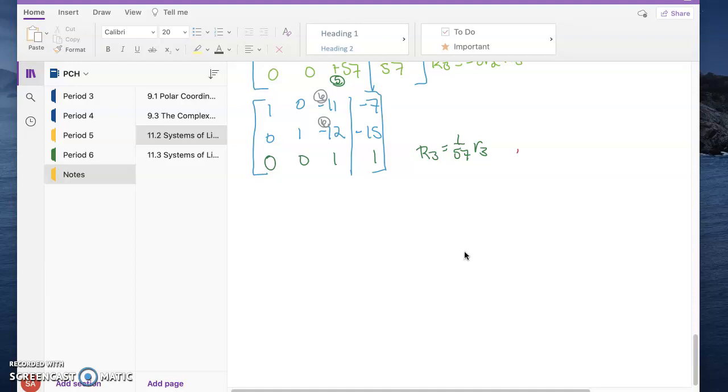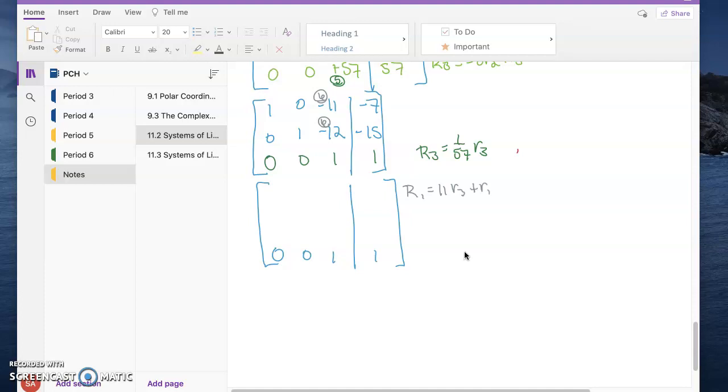And just like always, I'm going to use the 1 that I just created to make those zeros. So my new row, what did I use? I used gray. My new row 1 is going to be the one I created, which is in row 3. And to get that negative 11 to be 0, I'm going to multiply row 3 by 11 and add it to the old row 1.